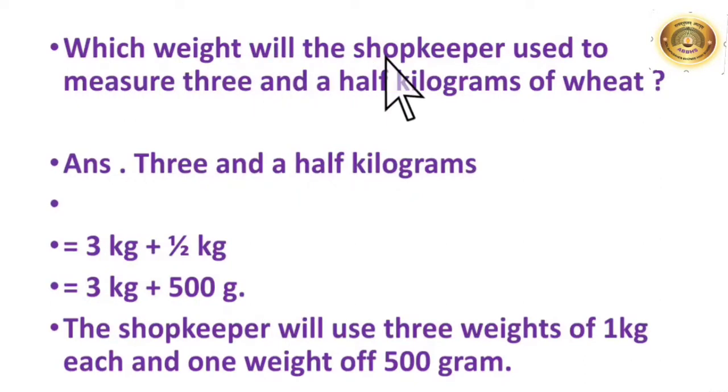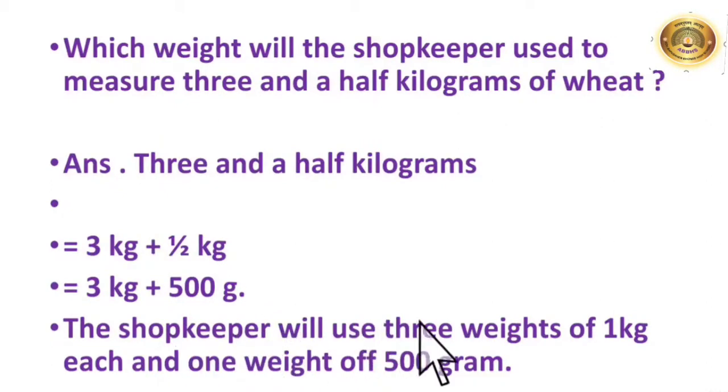Which weights will the shopkeeper use to measure 3.5 kilograms of wheat? Here you have to explain what weights the shopkeeper is going to use. There are many ways, but here you can do it in a simple way. 3.5 kilograms means 1 iron weight of 3 kg plus 1 iron weight of half kg, that is 500 grams. Here 3 kg plus 500 grams is equal to 3.5 kg.